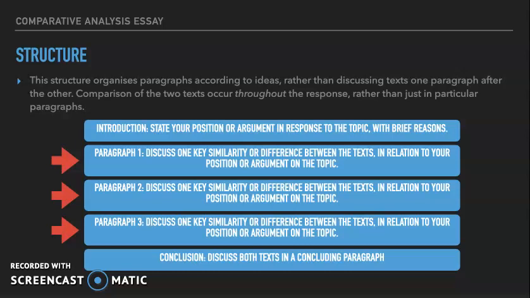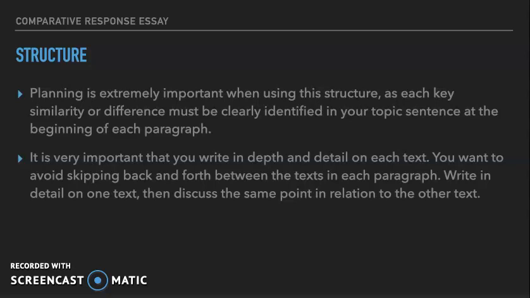So your paragraphs follow very similar structures. You are focusing on similarities or differences between the texts. You are not focusing on particular events that happen in the text. So the great thing about this structure is it actually forces you not to mention events or characters or dialogue or quotes in your topic sentence for your paragraph. You must focus on an idea. You can't focus on a plot point. So I think this is a really good thing. Now, planning is extremely important when you're using this structure, as each key similarity or difference must be clearly identified in your topic sentence at the beginning of each paragraph.